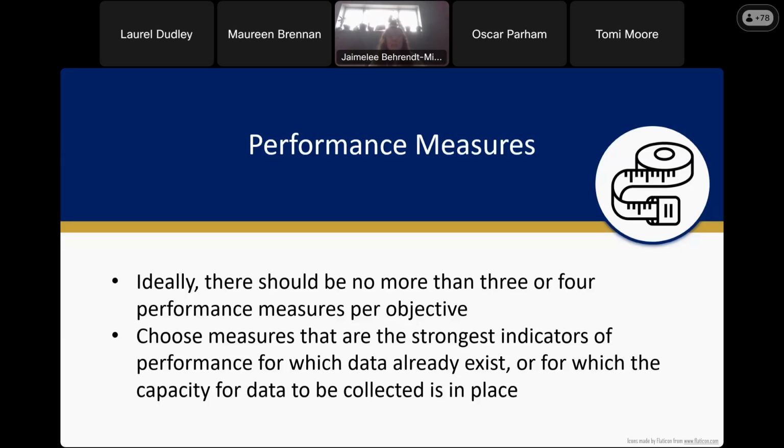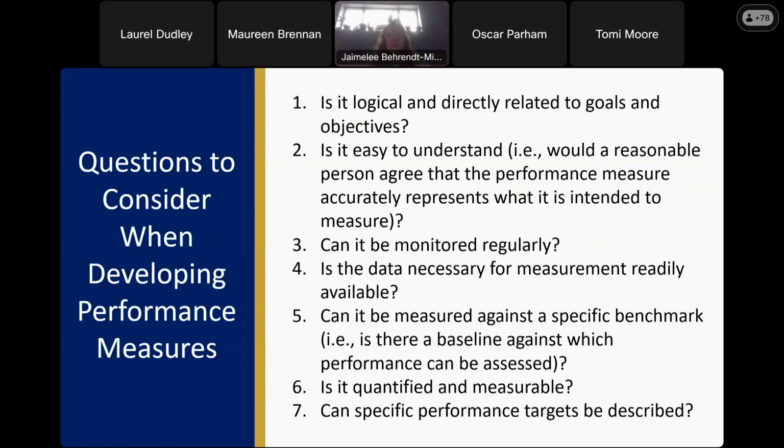And that's fine, because if we can just think of 3 or 4 that are really relevant to your program, to your services, that's really going to be better at showing your impact, because those are going to be the strongest indicators. And as you are developing these performance measures, this is a checklist that you can go through to think about whether or not it makes sense to include those performance measures.